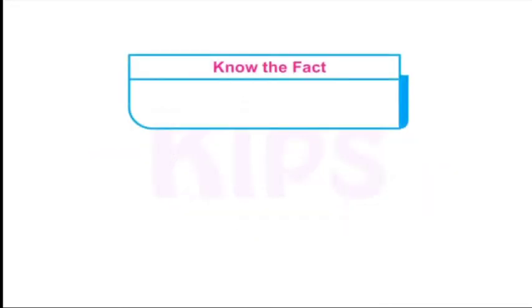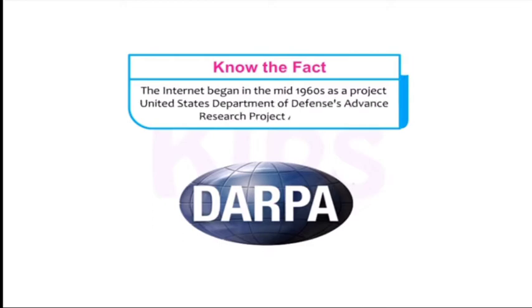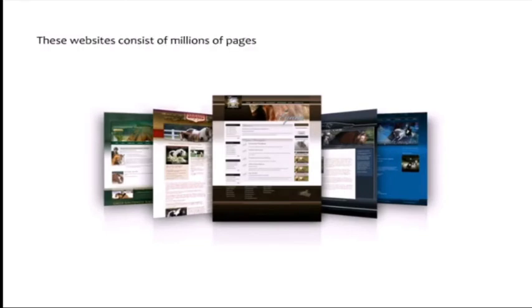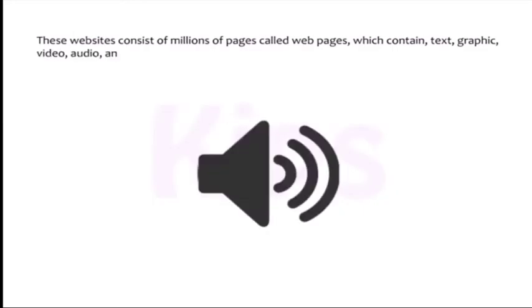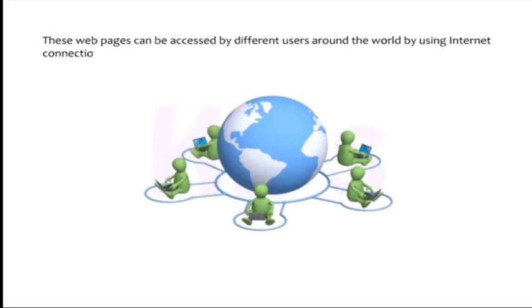Students, do you know the Internet began in the mid-1960s as a project of the United States Department of Defense Advanced Research Project Agency? The servers stored files and information in the form of websites. These websites consist of millions of pages called web pages, which contain text, graphics, video, audio, and links to other pages called hyperlinks. These web pages can be accessed by different users around the world by using an internet connection.